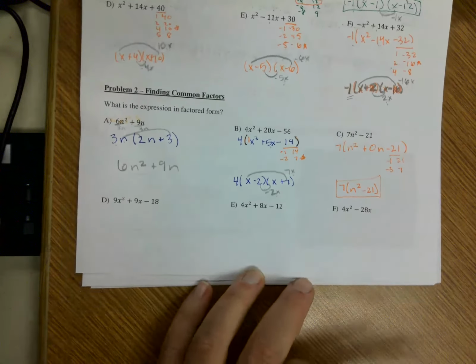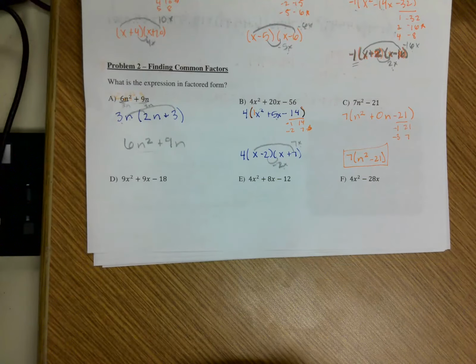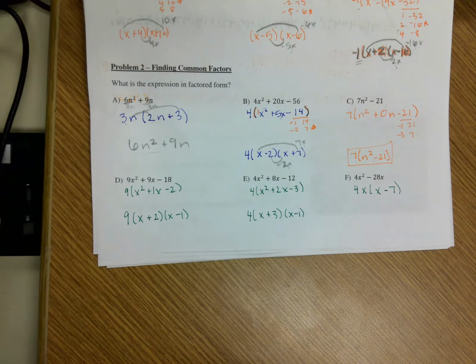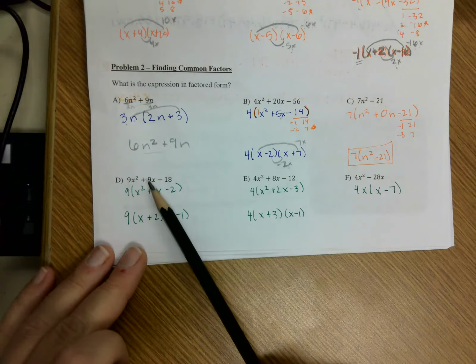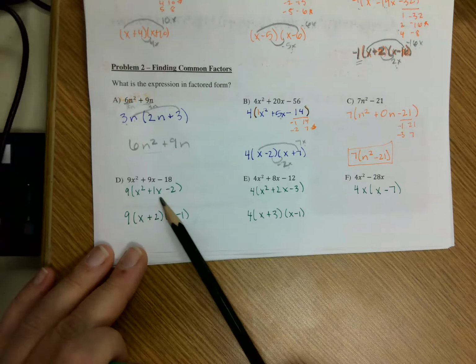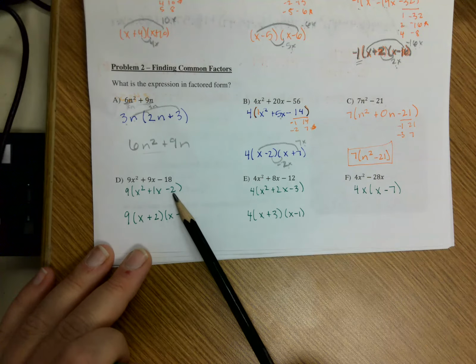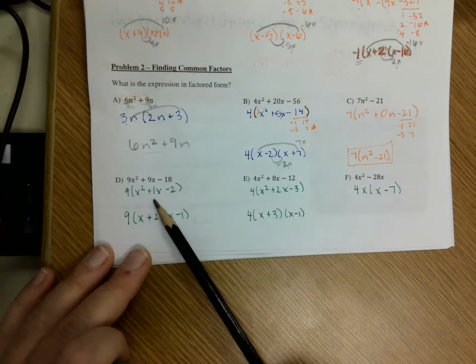So right now I want you to pause the video and try to do D, E, and F. So this first one, you can first take out a 9. All of these are divisible by 9. Now I'm looking for numbers that multiply to get negative 2, add to get positive 1. So that'd be a positive 2 and a negative 1.